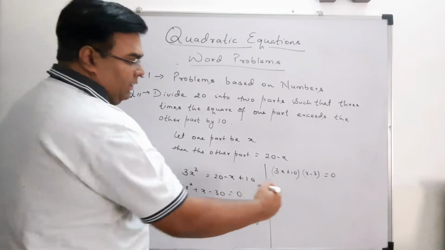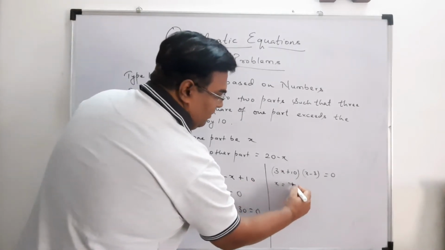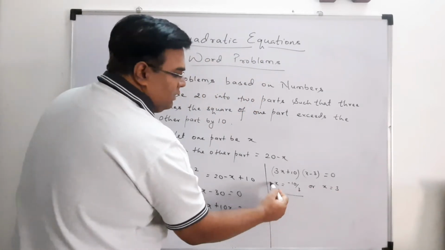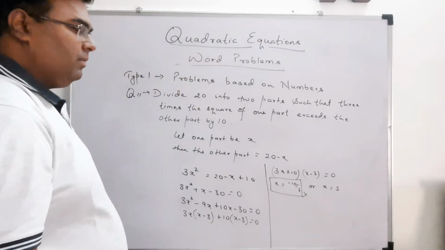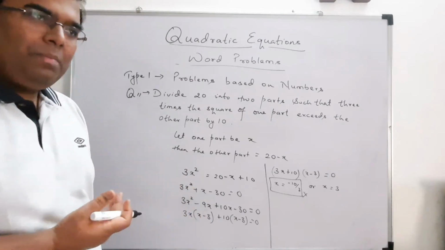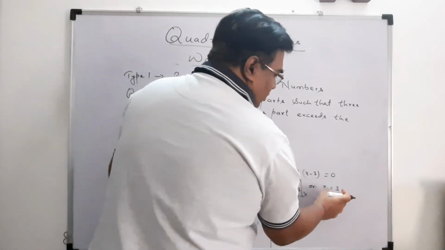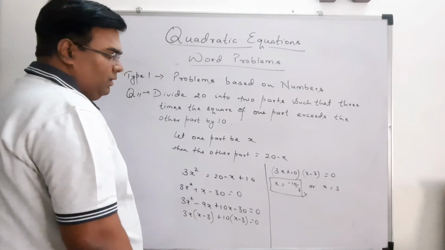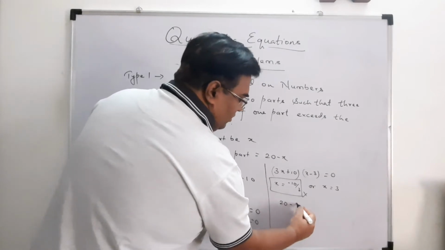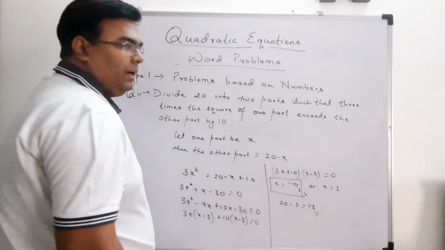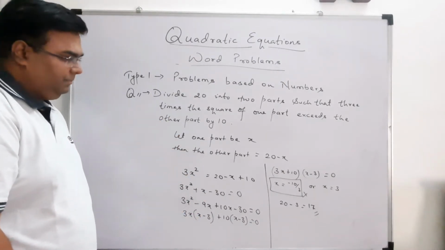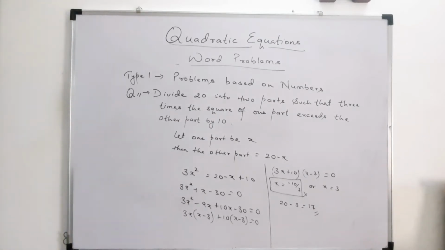From there we get the value of x as either minus 10 by 3 or x is equal to 3. x is equal to minus 10 by 3 is not possible, because we are dividing 20 into two parts and both parts should be integral parts. So x is equal to 3 is my answer. What is the second part? If one is x, the second is 20 minus 3, which is 17. So my answer is 3 and 17.